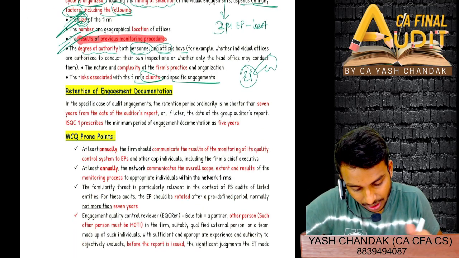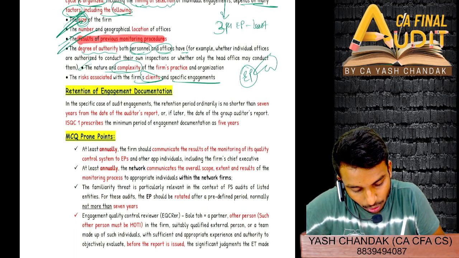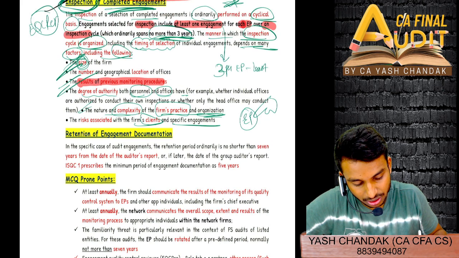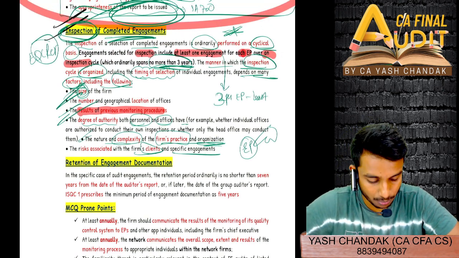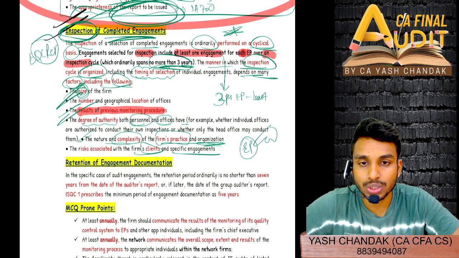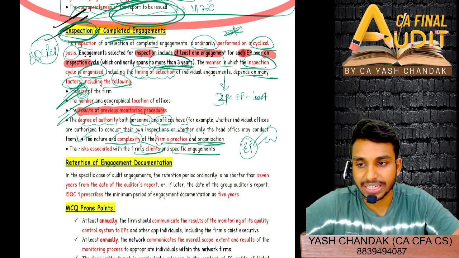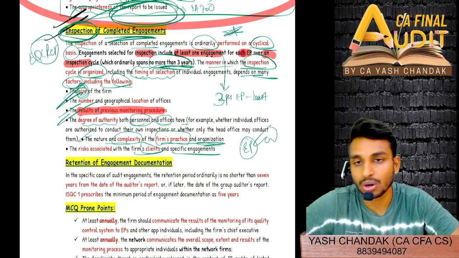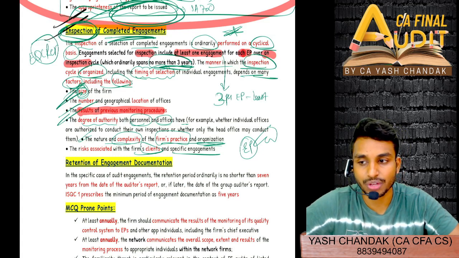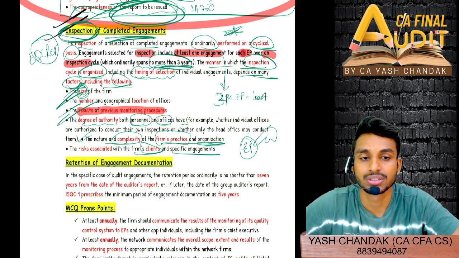but by the nature and complexity of the firm's practice and organization. How complex the firm is and how much they are into practicing clients. So generally this inspection is done of the completed engagements by other partners who are not directly involved in the firm. So the firm as a whole has to take up the initiative.